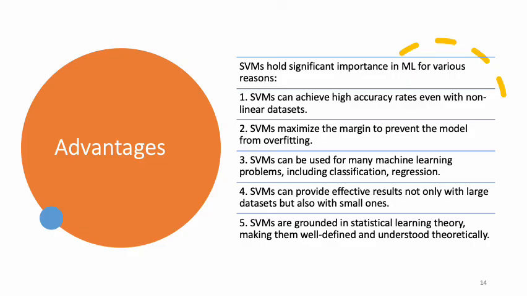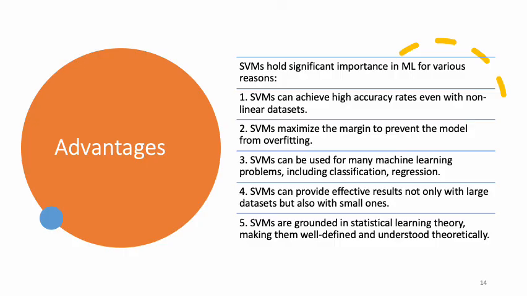The second, SVMs maximize the margin to prevent the model from overfitting. This helps ensure that the model does not overly conform to the training data, which could lead to poor performance on test data. The third, SVMs can be used for many machine learning problems, including classification, regression, and density estimation.